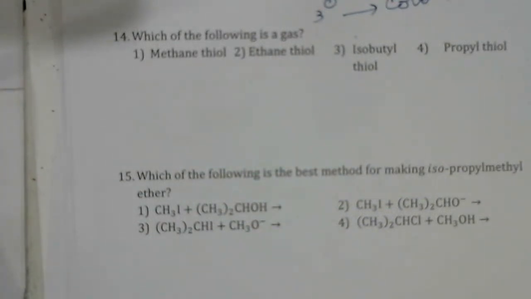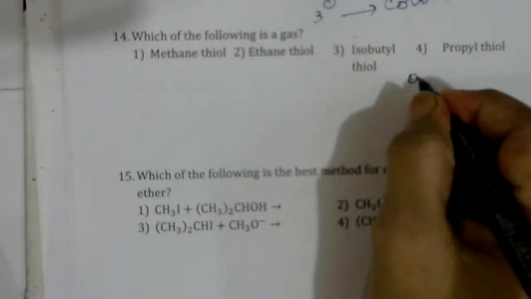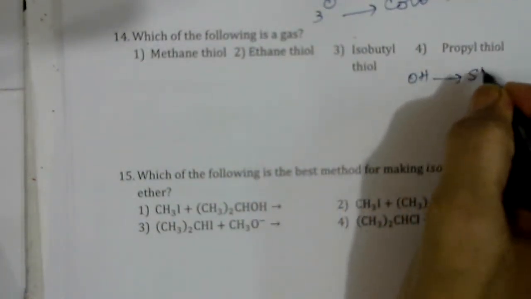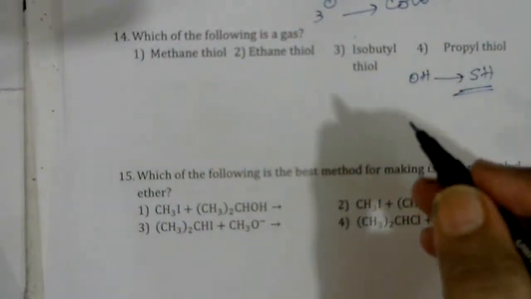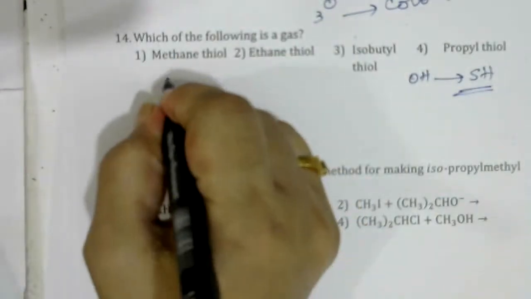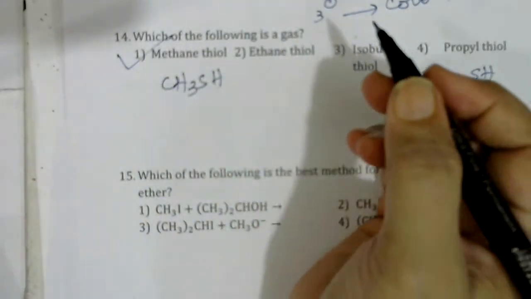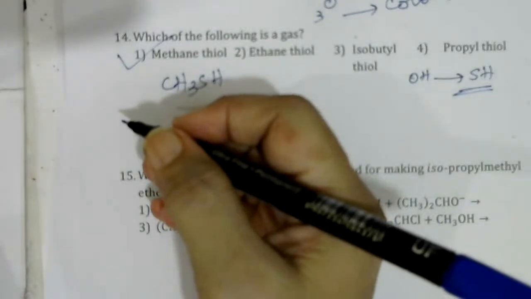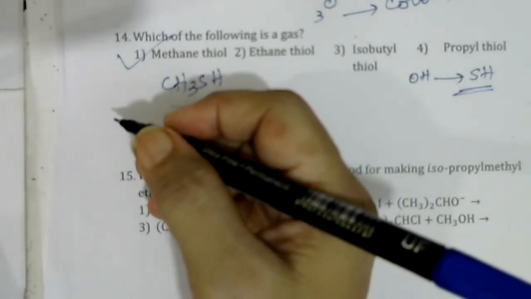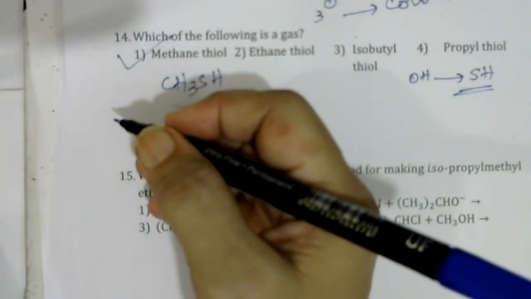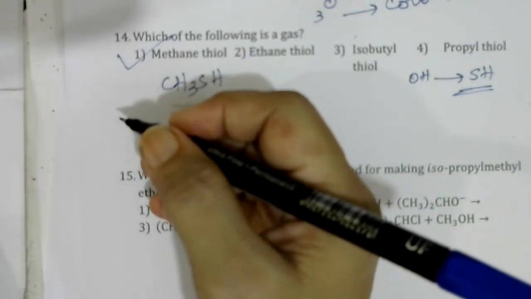Question number 14. Which of the following is a gas? Methane thiol, ethane thiol, isobutyl thiol, and propyl thiol. Remember one thing, whenever we write thiol, the OH of alcohol is replaced by SH. That's why we know very well that methane thiol, CH3SH, the lowest one, will be gaseous in nature. Okay.